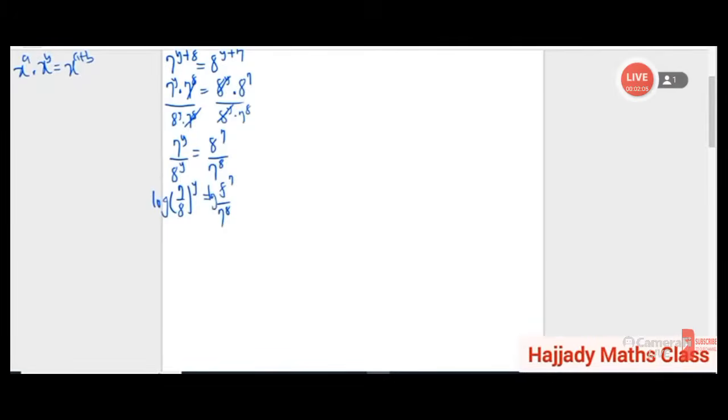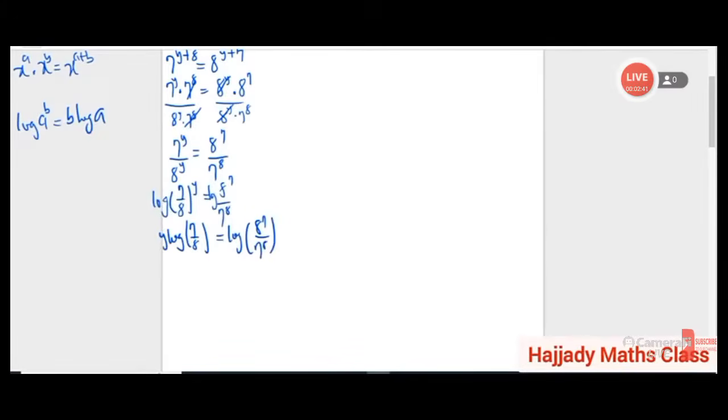Okay, and there's another rule for logarithm. When we have log a raised to power b, it is the same thing as b log a. So this is now going to be in form of my a, while this is going to be in form of b. So this can possibly come to the back. So with this, I'm going to have y log 7 over 8 equals log 8 raised to power 7 over 7 raised to power 8.